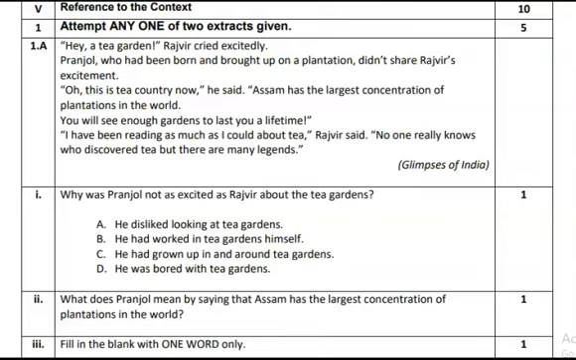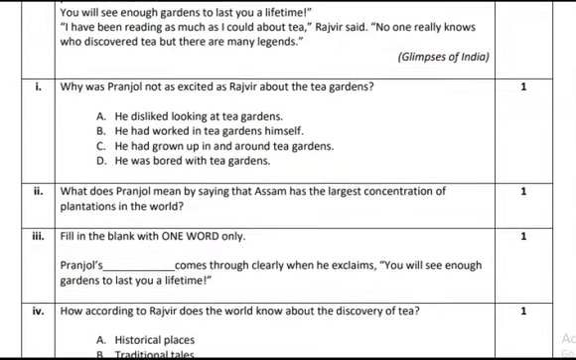Now let us see the questions. Why was Pranjal not as excited as Rajbir about the tea gardens? Answer is, he had grown up in and around tea gardens. Already this is given, that he had been born and brought up on a plantation. So this is easier to find. Okay, this question is easier to do.